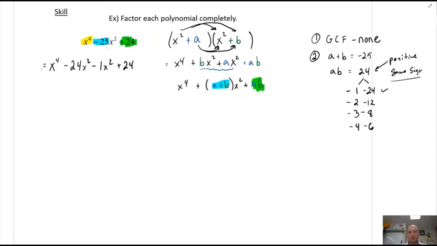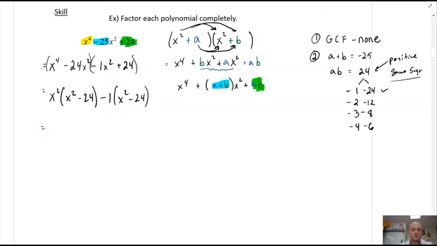Okay, well, now I have 4 terms, and what I'm going to do is factor by grouping. I'm going to group my first 2 terms, and I'm going to say, okay, what are any common factors there? And I have an x squared, leaving behind x squared minus 24. Okay, and then over here, do I have any common factors? And that would be a negative 1. So notice my leading term here is negative. I want to pull out that negative 1, and I have x squared minus 24.